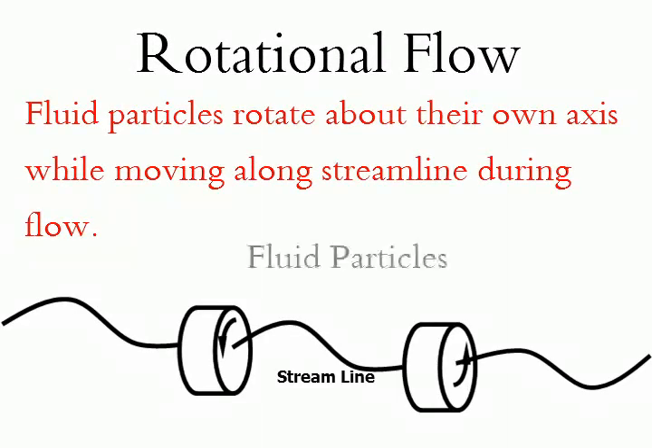The flow in which the fluid particles, while flowing along streamlines, also rotate about their own axis is called rotational flow. Example is motion of liquid in a rotating cylinder.